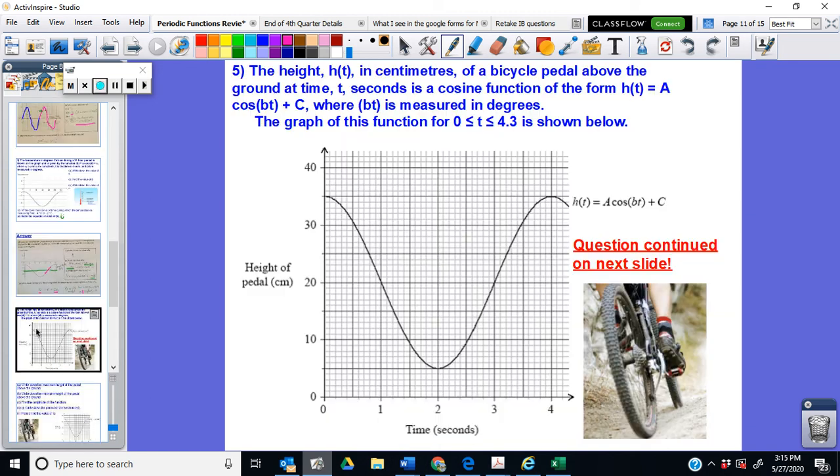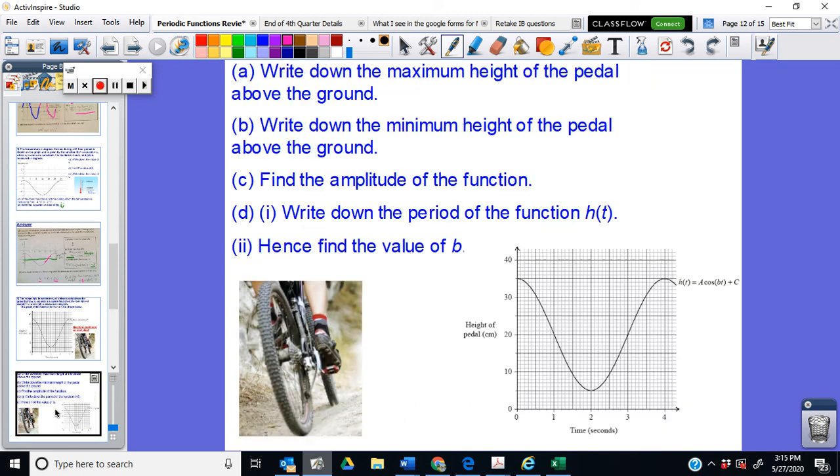The next question deals with the height of a bicycle pedal as it's being pedaled above ground. So here's your graph. We need to talk about the maximum and the minimum, and then find the amplitude, the period, and find the number of waves that will show up in 360. That is your B.